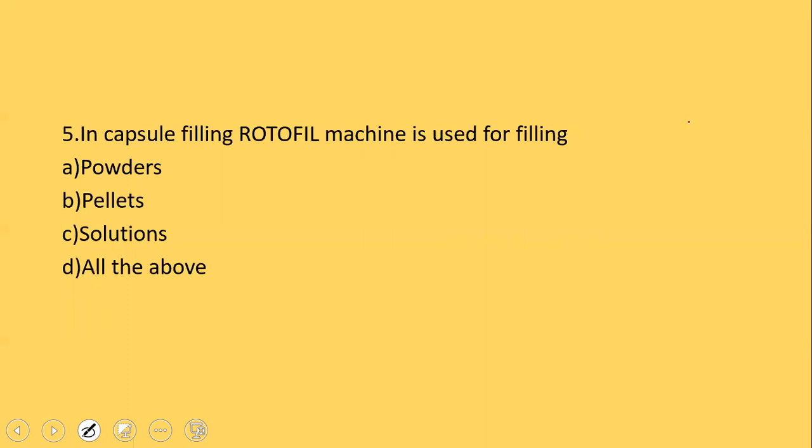Next question. In capsule filling, the rotofill machine is used for filling option A powder, option B pellets, option C solutions, option D all the above. So the rotofill machine is used for filling pellets. So the right choice is option B.